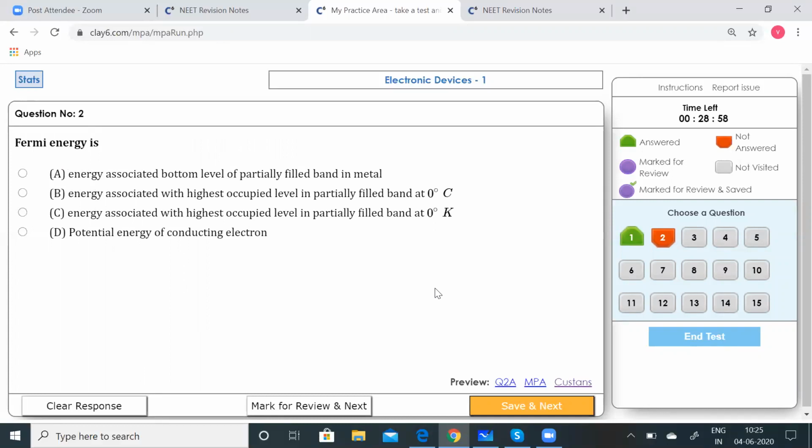Fermi energy is energy associated with: the bottom level of a partially filled band in a metal, the highest occupied level in a partially filled band at 0 degrees Celsius, the highest occupied level in a partially filled band at 0 degrees Kelvin, or the potential energy of a conducting electron. Now, the energy associated with the Fermi level, the highest occupied level in a partially filled band in a metal at 0 degrees Kelvin, is going to be the correct option. So we can click that and go to the next.